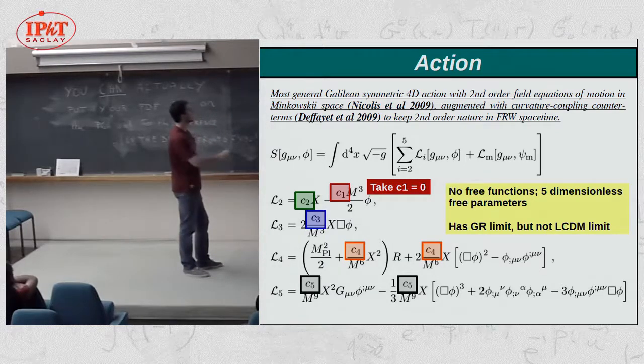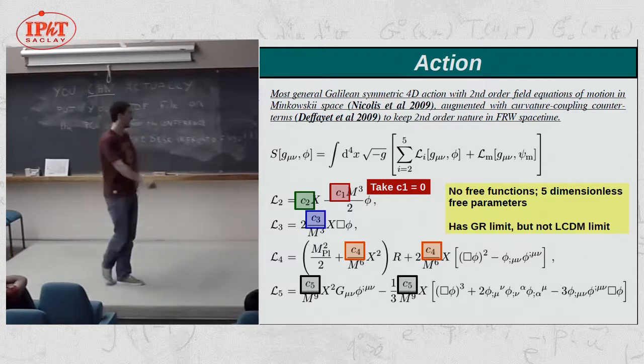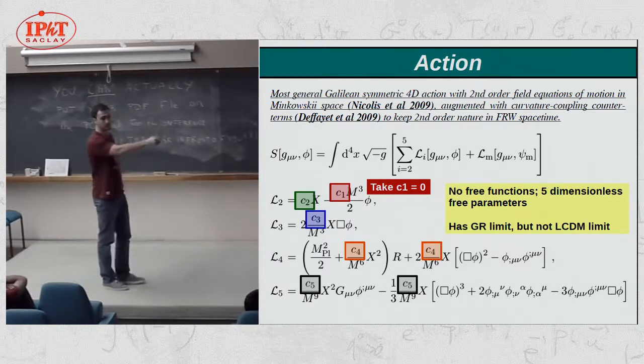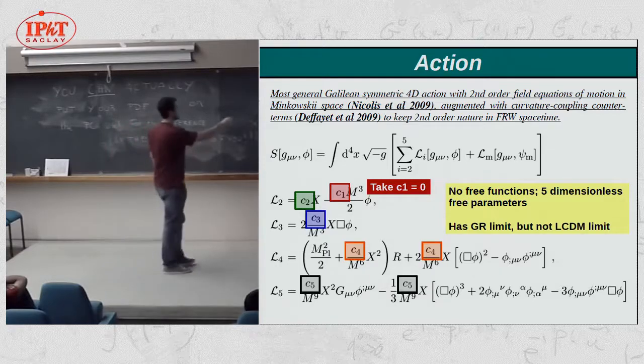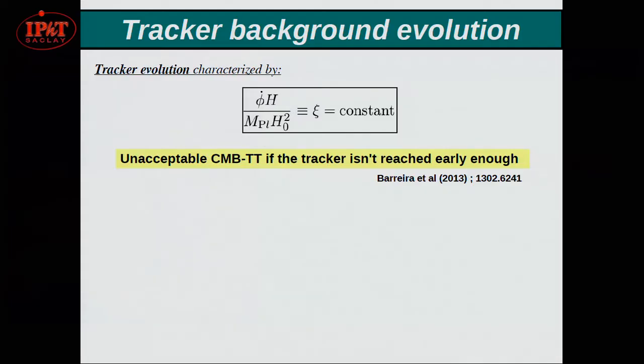And also, just for completeness, I will always consider the case in which C1 is equal to 0. This is done just for simplicity. It's basically getting rid of this rather uninteresting term, which is a linear potential, at least in comparison with all the other ones. So just a word on how we treat the background.